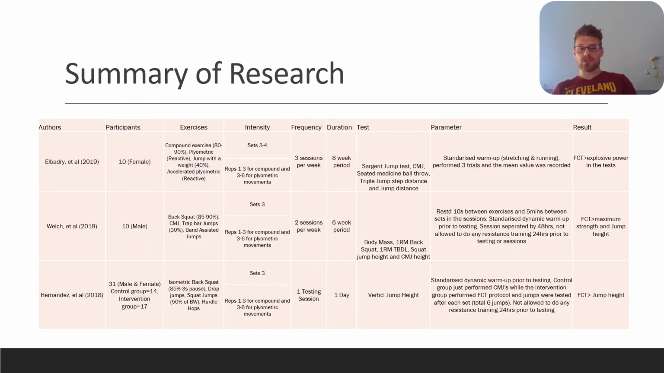So the summary of the research should stay there in the box. Al-Badri, Welch and Hernandez were the 3 main significant research finds I could get, because there's limited research around FCT. And we'll talk about Hernandez in the next slide a bit more.